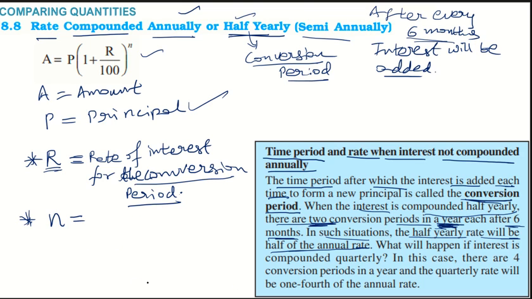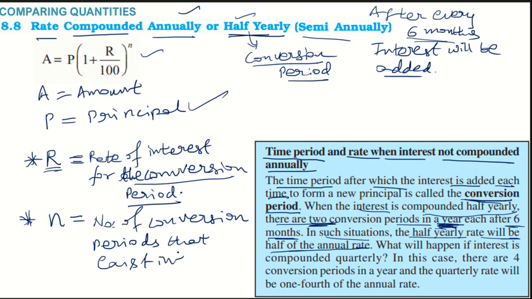Now, what is N? Remember children, the number of conversion periods that exist in the time period. For how many years you have taken, in that number of years how many conversion periods are there. For example, in 1 year there are two conversion periods, then N becomes 2. Suppose you have taken 2 years, then conversion periods are 4, then N becomes 4. Understood? So this is very important. The number of conversion periods that exist in the time period will be N, and the rate of interest for the conversion period will be R in this formula.